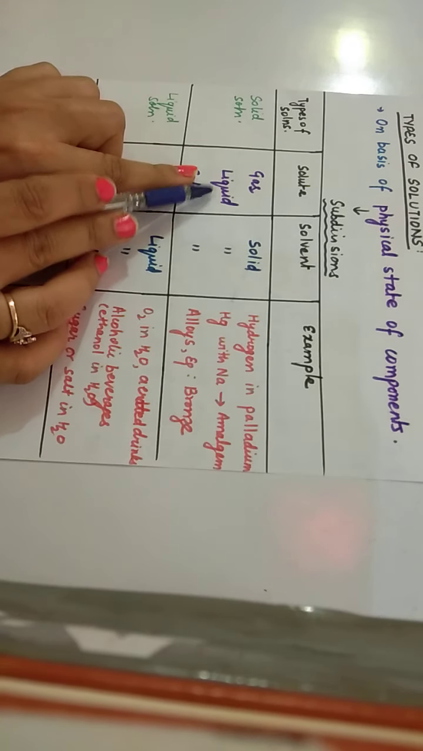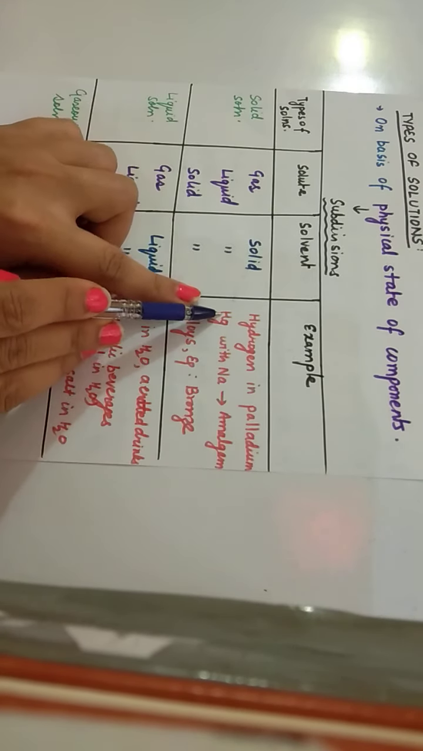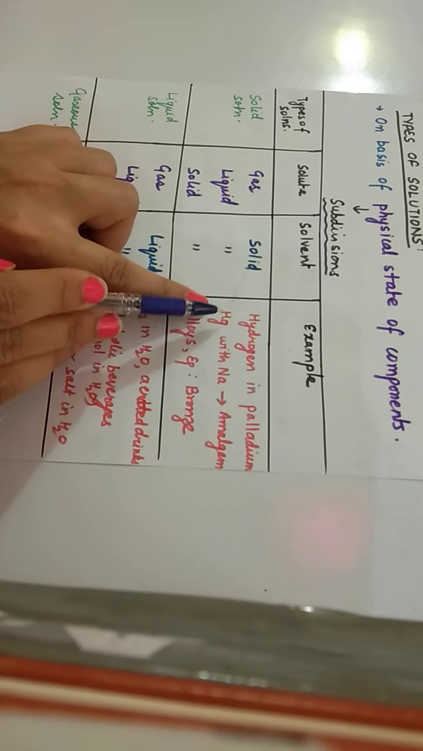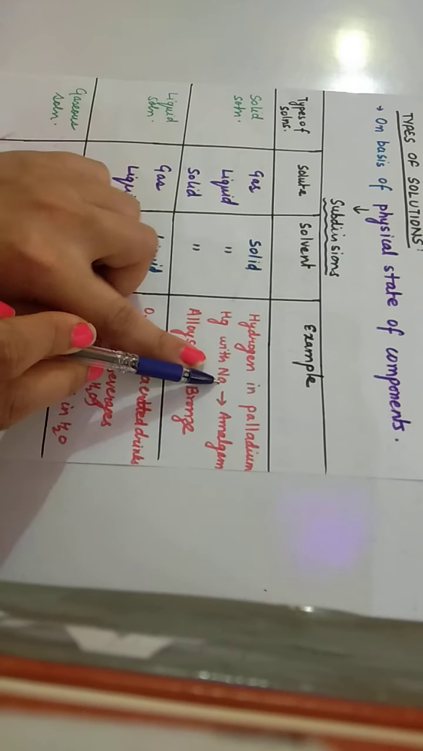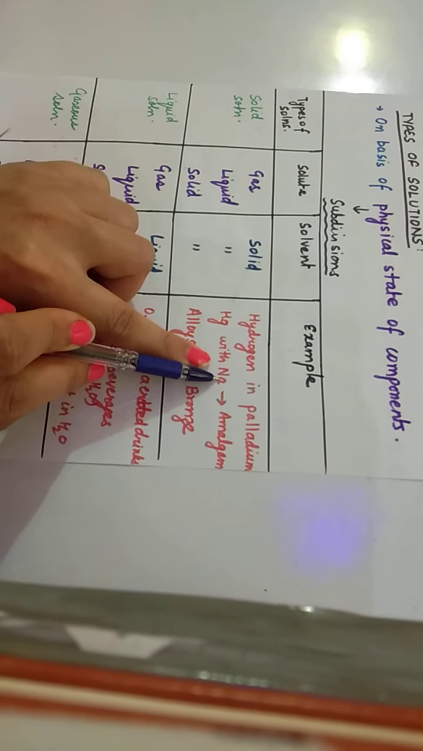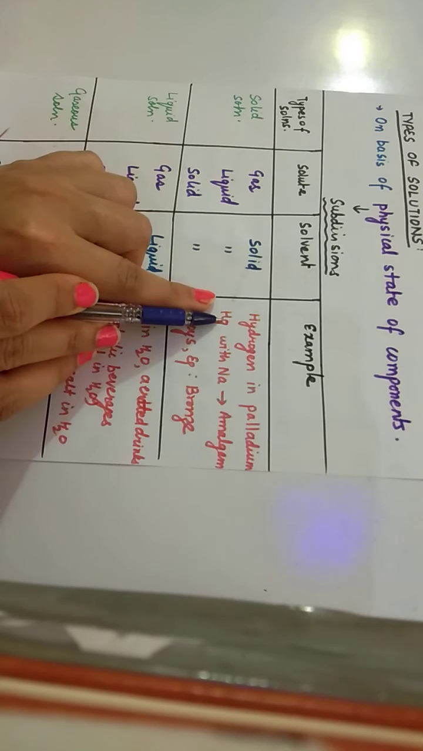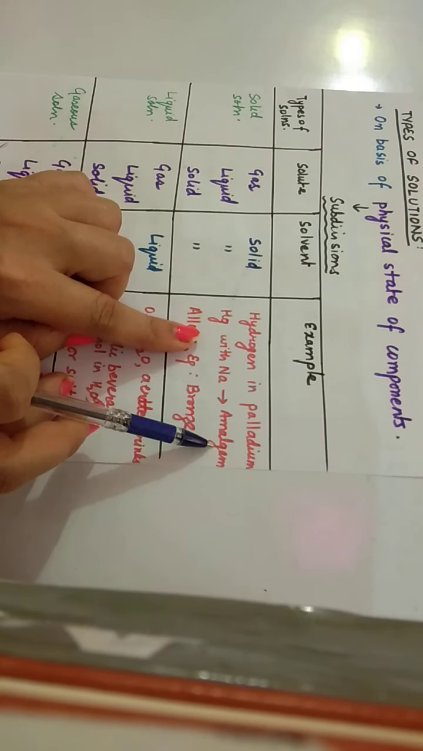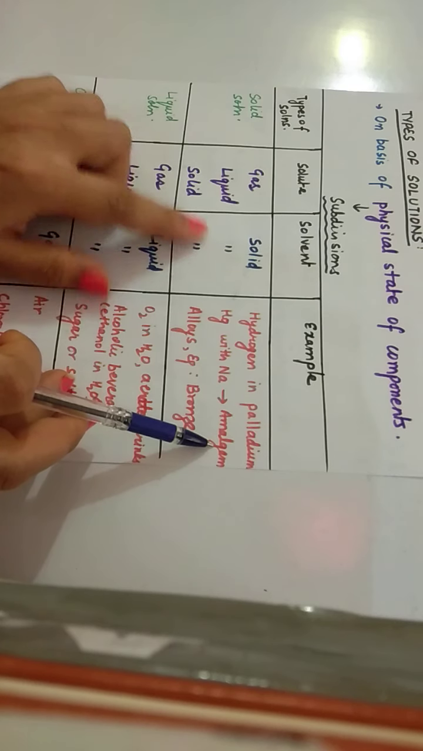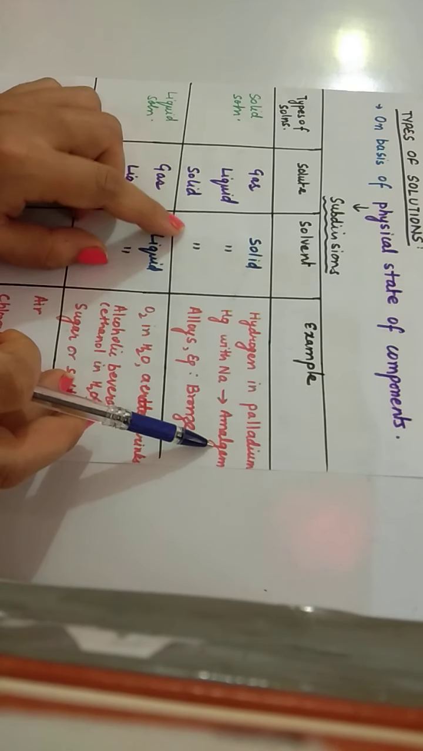The next example is liquid in solid. If you mix mercury with sodium, mercury is a liquid, sodium is a solid. Sodium is in more quantity, mercury in less quantity. If they both are mixed together, they form amalgam. So it is an example of liquid in solid.